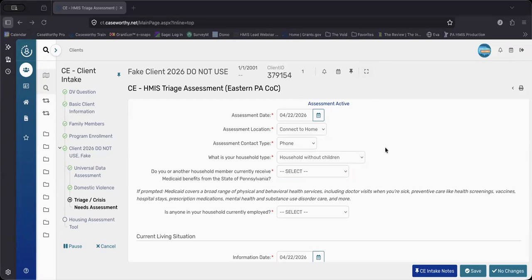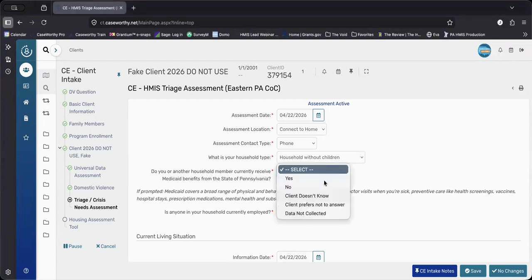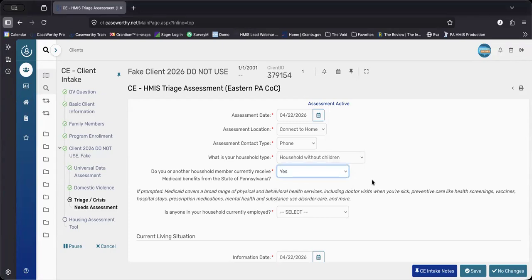And so we were doing two things by asking this question. One is we're calculating what percentage of everyone experiencing homelessness in our CoC region is a Medicaid recipient. And also, at some point, we may be able to use that information to connect specific households to additional benefits through their provider. So, that question: do you or another household member currently receive Medicaid benefits from the state of Pennsylvania? That's why that is one of our triage assessment questions.